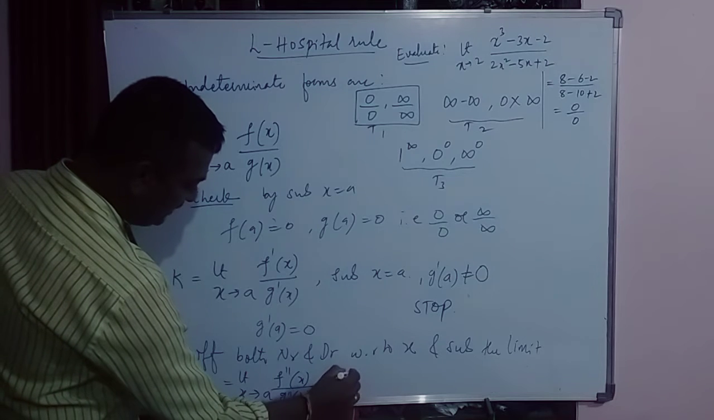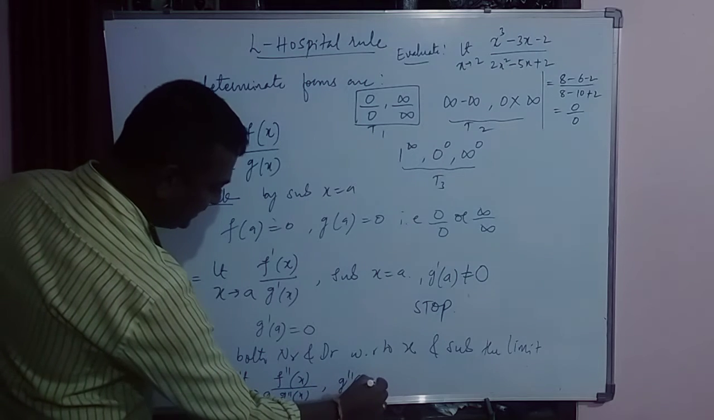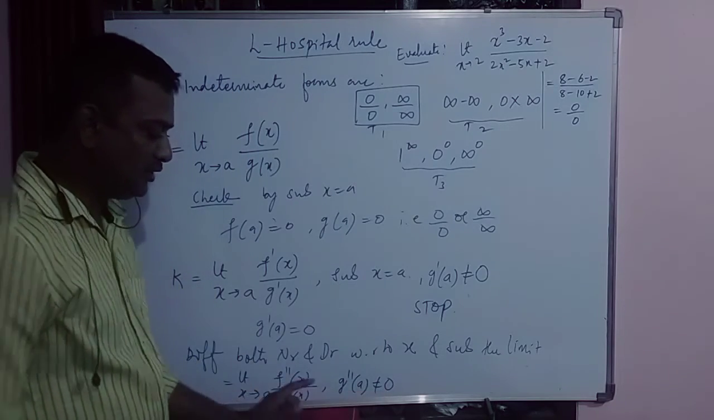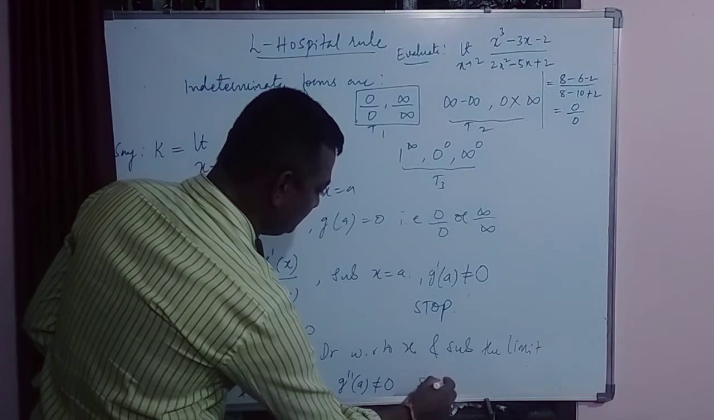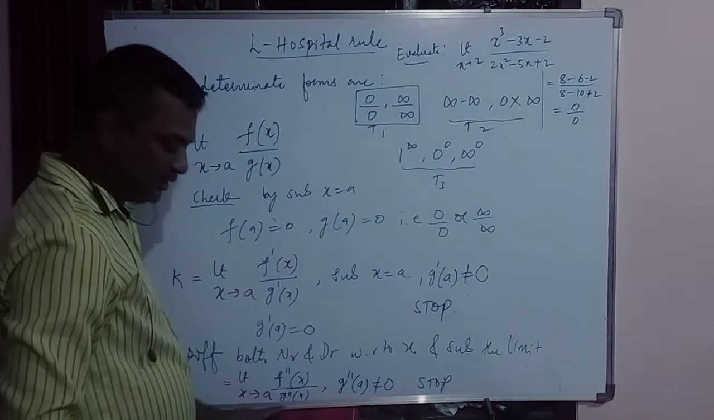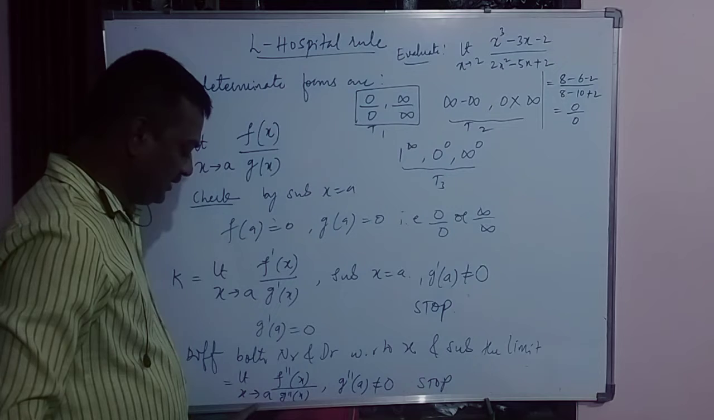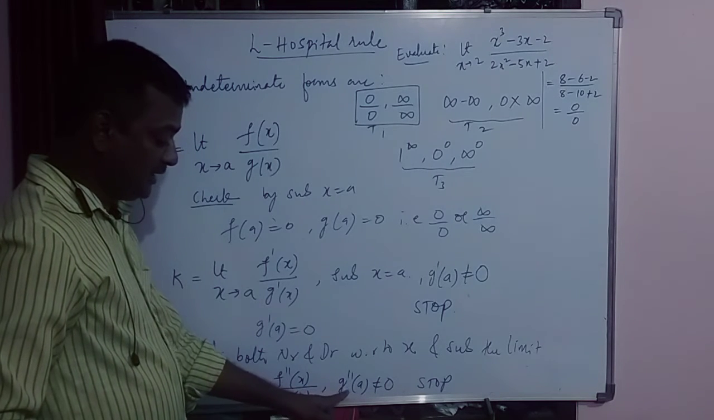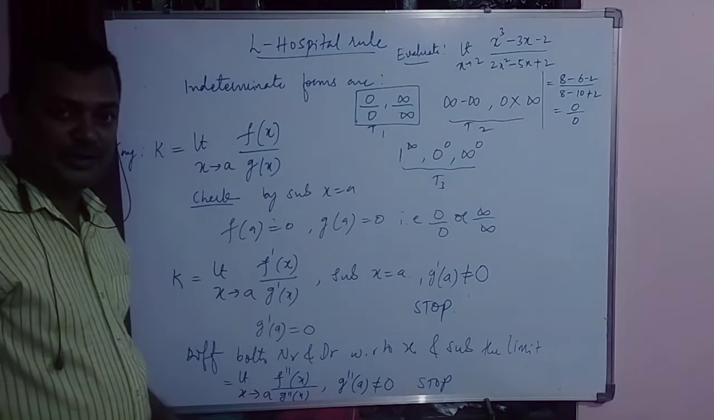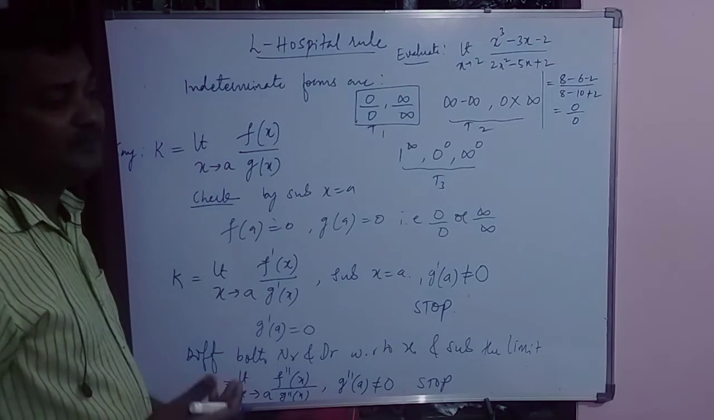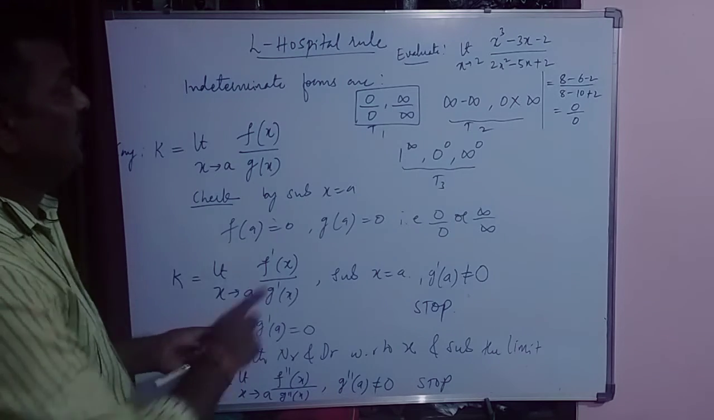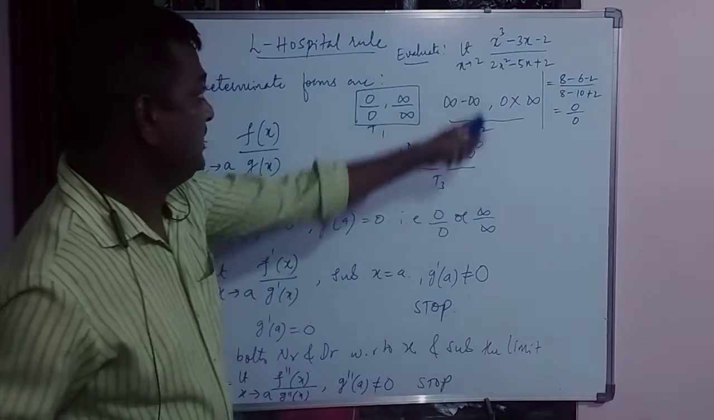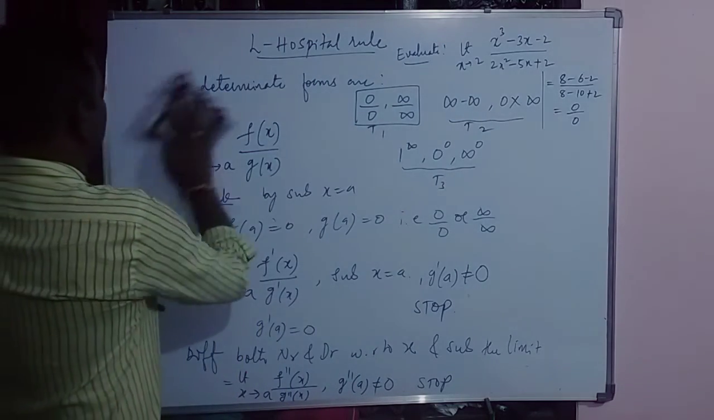Remember that by substitution of the limit, g double dash of a is not equal to 0. If g double dash of a is not equal to 0, stop the procedure. Whatever value you get by substitution of x equal to a, that is the limiting value. Further, if the denominator is again equal to 0, repeat the procedure. So this is the L'Hospital rule. Students, we are going to discuss one simple example with the help of L'Hospital rule. Okay, let's discuss that.